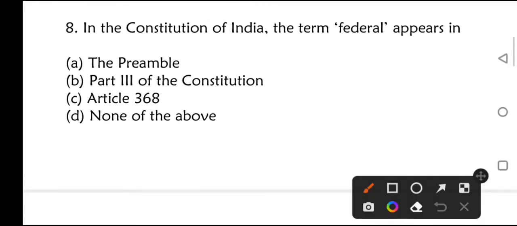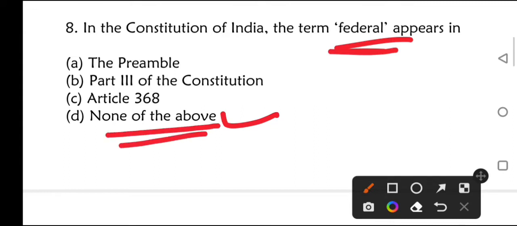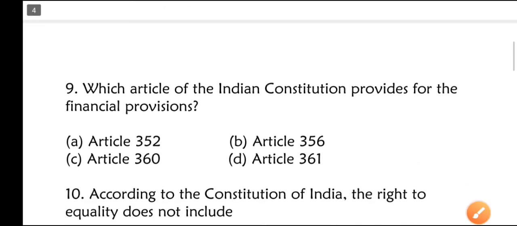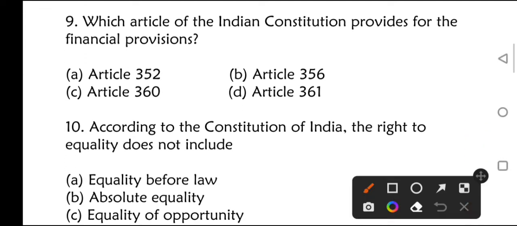In the Constitution of India, the term federal appears where? Where the term federal appears in our Constitution? Answer is none of the above. It is not mentioned anywhere. Okay. Nowhere it is mentioned in our Constitution. Coming to question number 9. Which article of the Indian Constitution provides for the financial provision? Financial provision. Okay. Which article? It is Article 360, financial emergency. Article 360 is financial emergency.